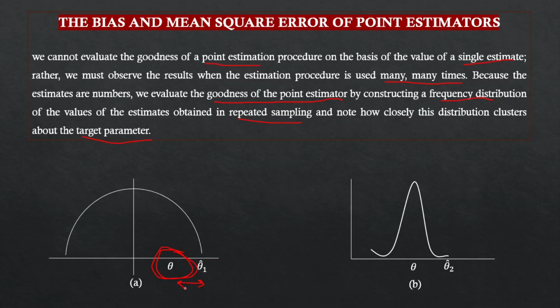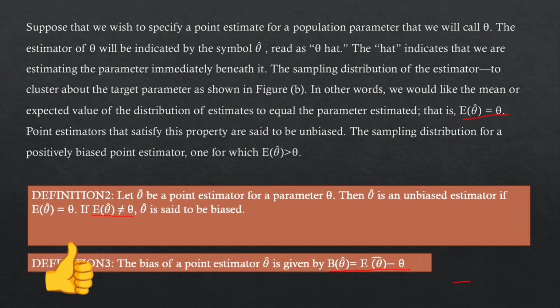Now look at figure A. The distance between the estimates and the target parameter is larger. Theta 1 hat is not a good estimator of the target parameter. Now see in figure B, the estimates are clustered closely around the target parameter theta. So we say that theta 2 hat is a good estimator of theta. And by this we conclude that the expectation of the estimate theta hat should be equal to the parameter of the population.